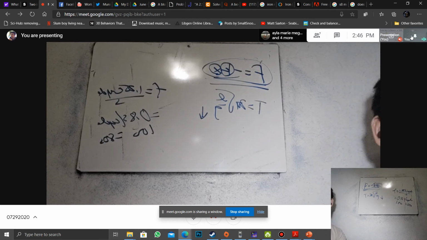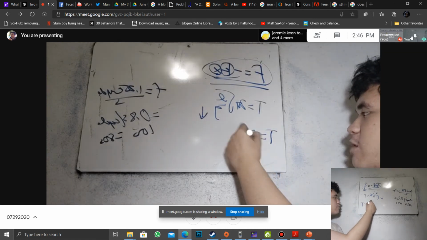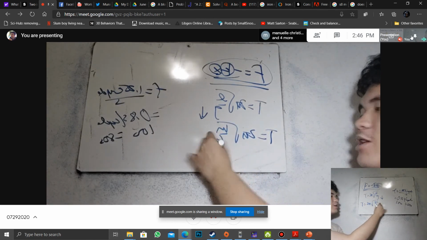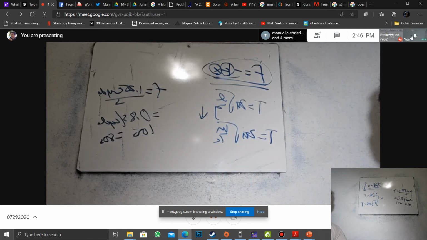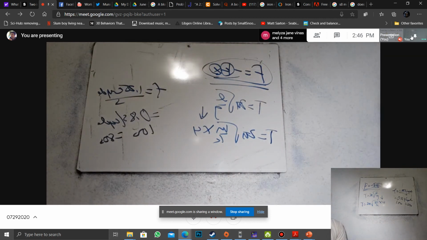Next, number 7. T equals 2 pi square root of m over k. Di ba? For a spring. Double the period, times 4. Sa mass, 4m. Next, number 8. Puro lang pala ito sa formula eh. Frequency.